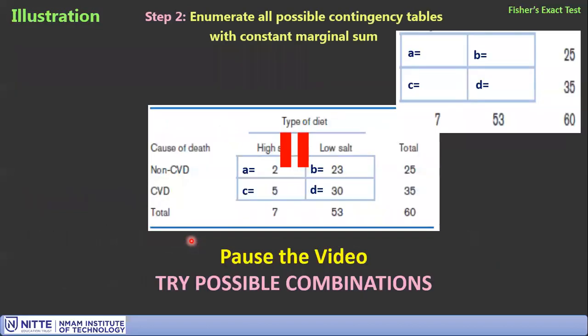So let us see how we can enumerate all possible contingency tables with a constant marginal sum. Here is a task for you. You can listen to my question first, then pause the video. Here I give you one combination, that is 2, 23, 5, 30. In this case, the row sums are 25 and 35, and the column sums are 7 and 53. You have to fill up this table with any values, but the condition is the row sums should be 25 and 35, and the column sums should be 7 and 53. This you cannot change. Keeping the marginal sums constant, you have to find a combination. Many combinations are possible. You can pause the video and think about this.